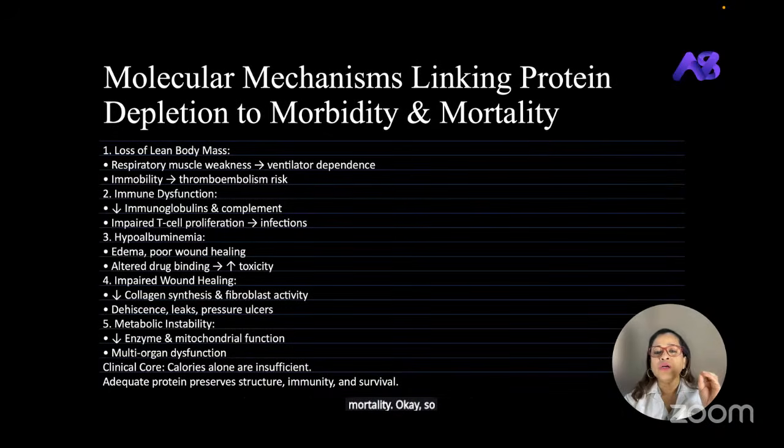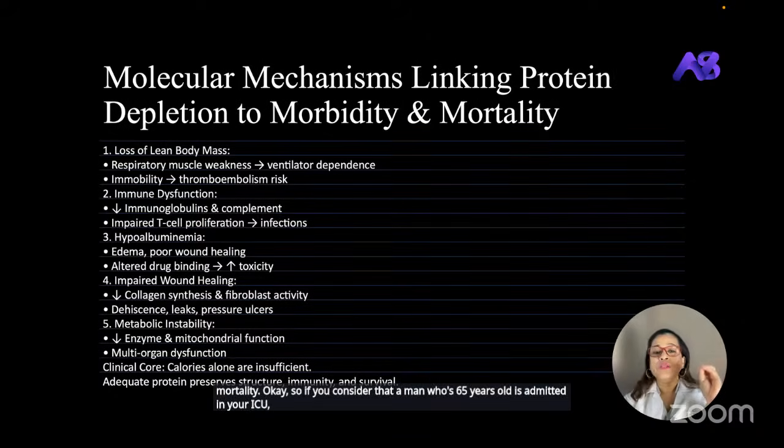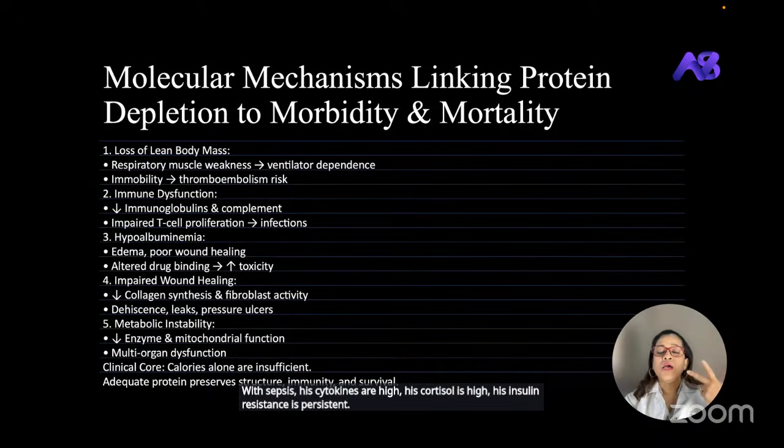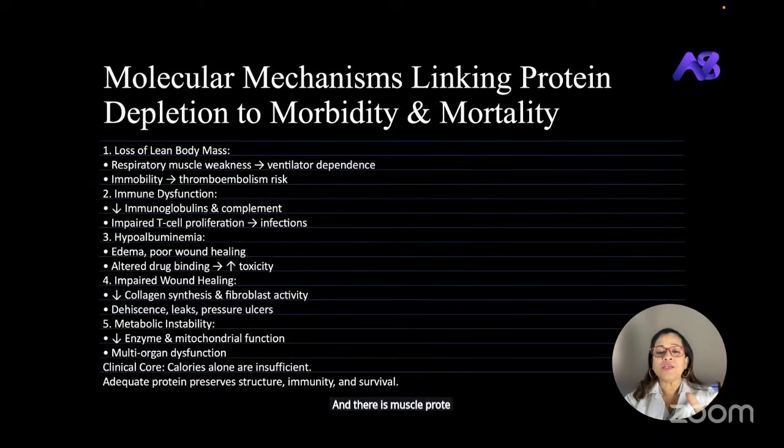Okay, so consider a man who is 65 years old, admitted in your ICU with sepsis. His cytokines are high, his cortisol is high, his insulin resistance is persistent, and there is muscle proteolysis. All this also leads to albumin decrease. Okay, and when you give calories only and do not give proteins, the muscle wasting continues and infection will worsen, and therefore the mortality increases.